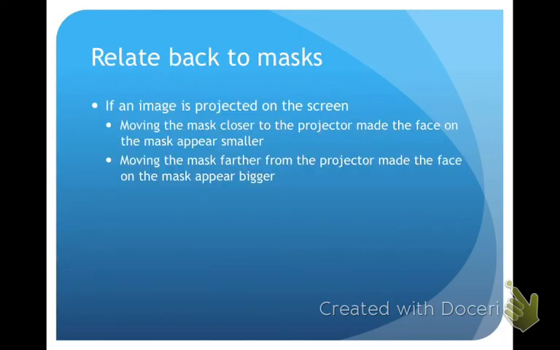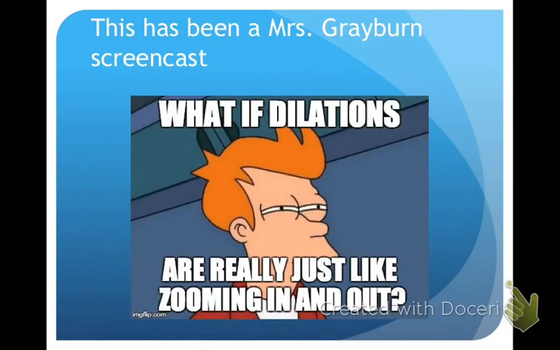So just to relate this back to the mask, the innate understanding you had: moving the mask closer to the projector made the face on the mask appear smaller, and moving the mask farther from the projector made the face on the mask appear bigger. So, that's all we have for today about dilations. We're going to be exploring dilations on the coordinate plane coming up in class. So if you have any questions about these basics, make sure you get those addressed in the beginning of class before we delve too much farther into other topics.